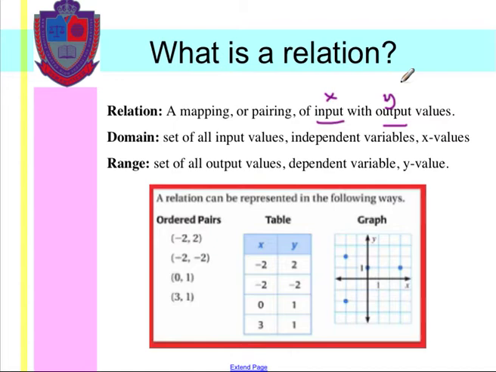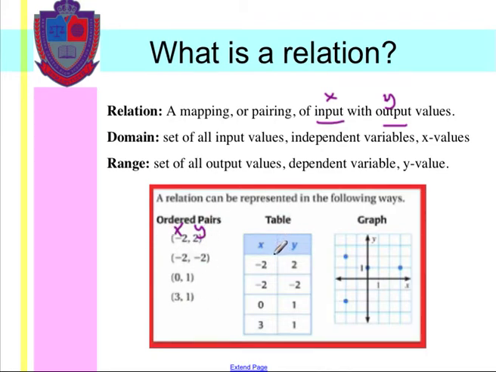Domain is the set of all input values, independent variables, and my x values. Range is the opposite, the set of all output values, dependent variable, and y values. So a relation can be in the form of an ordered pair, a table, or a graph. In an ordered pair, remember when you write an ordered pair, it's always x first, then y. So all these x would be my domain, all these y will be my range.